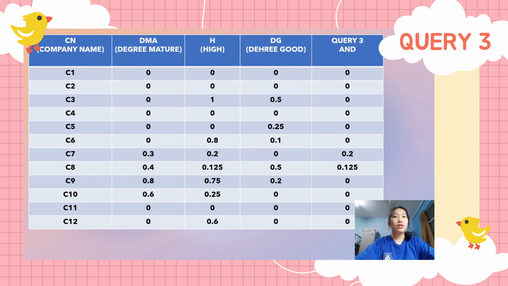For company 1 to company 7, the result is 0 as their minimum number of conclusion N. But for company 8 and 9, they have another minimum number of conclusion N, that is 0.125 and 0.2 respectively. Then the last three, company 10, company 11 and company 12, also have the same result as company 1 to company 7, that is 0 as the result of N.